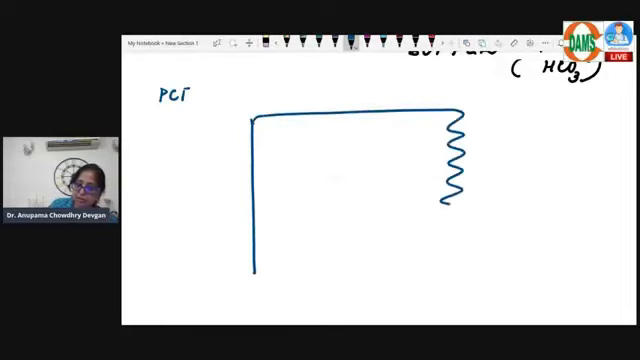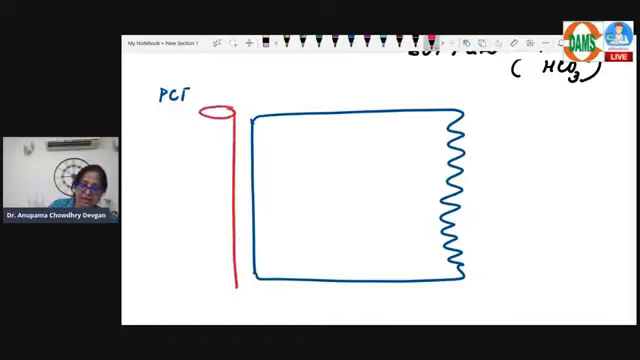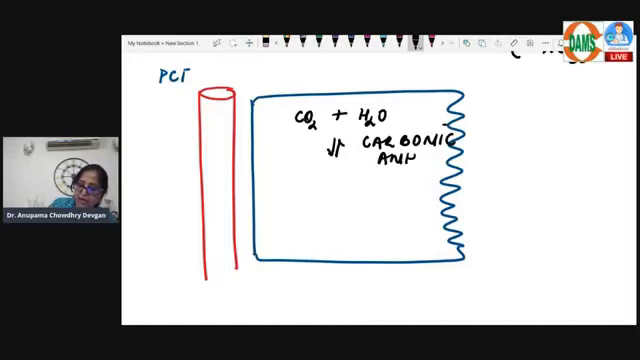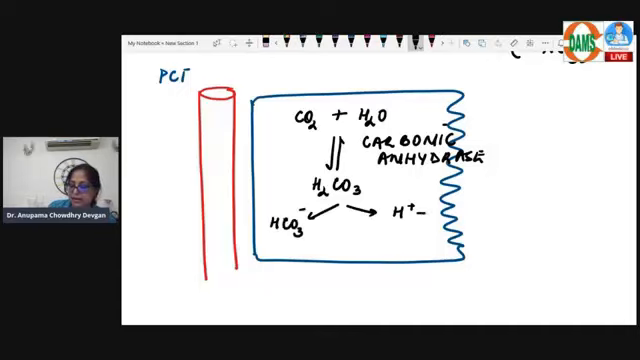Again, the PCT cell, with the brush border towards the lumen. In all the diagrams which I've made, the lumen is on your right side, and the basal side is the blood vessel. Now here, there is carbon dioxide plus water in the presence of carbonic anhydrase. The PCT cells are very rich in carbonic anhydrase. This forms H2CO3, which splits into H plus and HCO3 minus. This H plus is secreted in exchange for sodium.